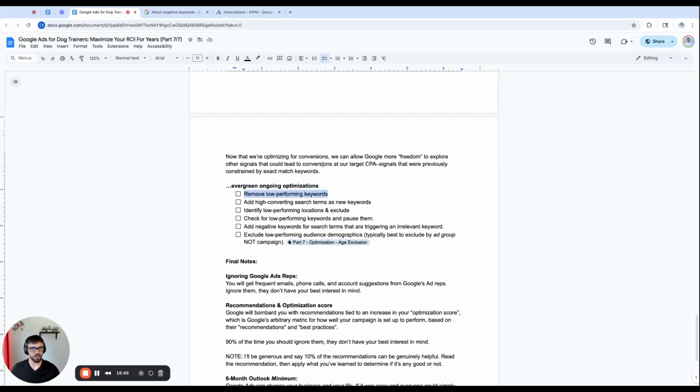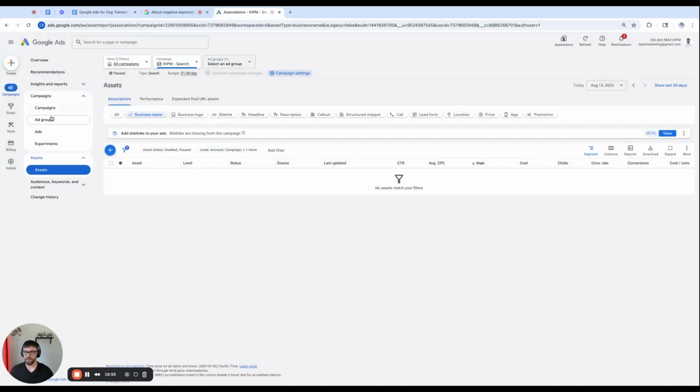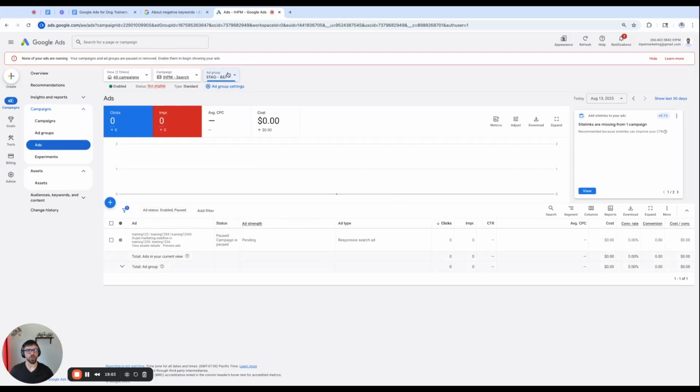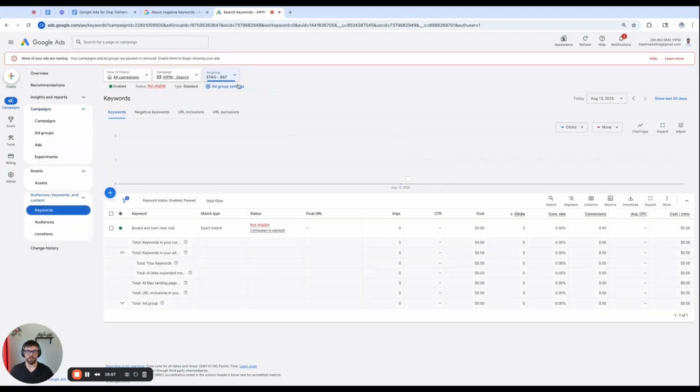Remove low performing keywords. When you're 3 months in, go ahead and open up your Google Ads account, go to your campaign and pull up one of your ad groups. In this case, I only have one. So if I'm looking at my board and train ad group and I go to keywords, now I'm looking at the keywords within that ad group. If after 90 days, let's say I have 6 keywords here, I can see that there are 1 or 2 keywords where the click-through rate is really low and the cost per conversion on that keyword is really high, then I might as well pause that keyword. Instead of wasting money on that low performing keyword, let that budget be redistributed to the higher performing keywords within this ad group. So trim out keywords that are not giving you good results.